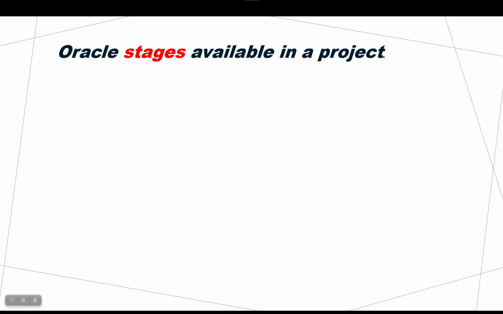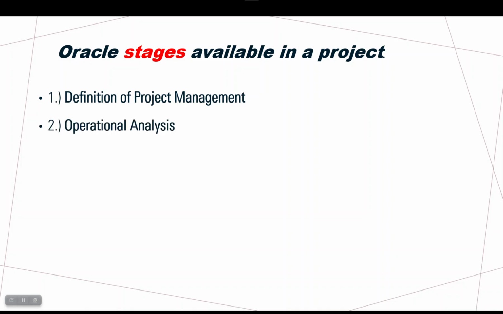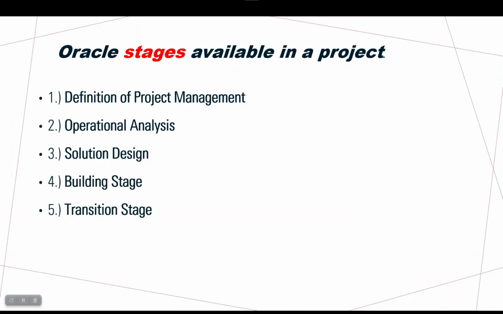The Oracle stages available in projects. Let's start with the Oracle stages, and I will also try to share some of the documents as examples or samples to show you what each document looks like. First, you have definition of project management, operational analysis, solution design, building stage, transition stage, and production stage. So you have 6 stages for an Oracle project. We will talk about them one by one in the next slides. So let's go.